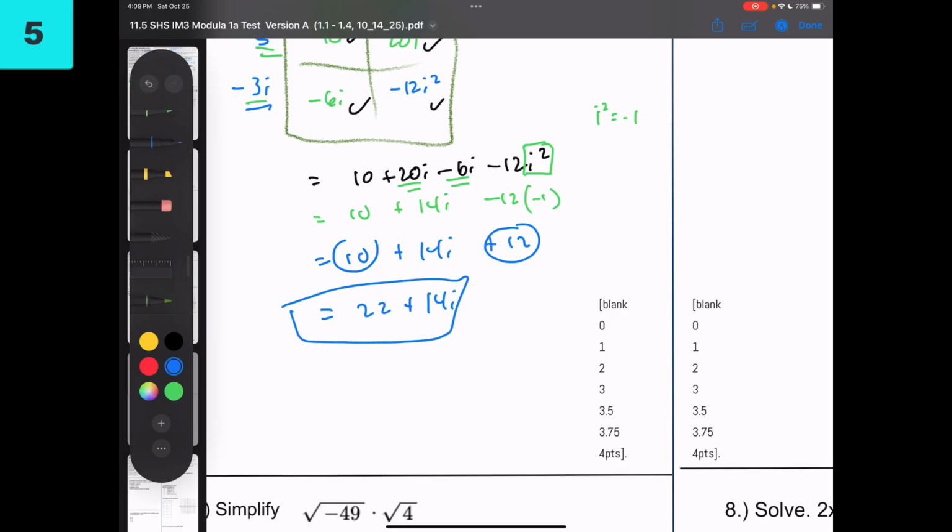Okay, so if you got to 12i squared, I gave you 3.5 points. 3 points, the inside had to be correct. Or you had the 4 terms. The 4 terms are 1, 2, 3, 4.